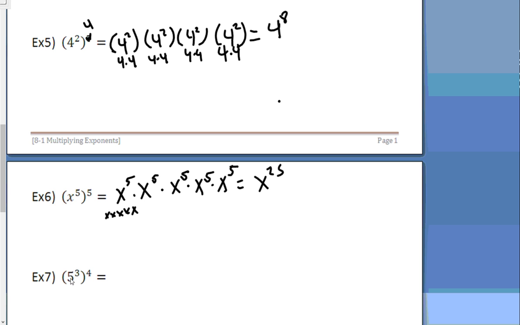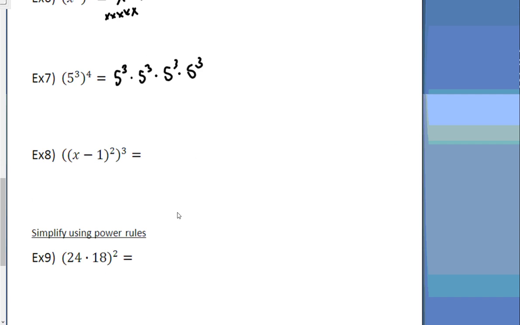Next example. 5 to the 3rd to the 4th power. Well, that would mean how many 5 to the 3rds do I have? 4 of them. So I have 5 to the 3rd times 5 to the 3rd times 5 to the 3rd times 5 to the 3rd. Which by now I think you're already getting the point. It's real simple, right? That is 5 to the 3, 6, 9, 12. I have 3 5s there, 3 5s there, 3 5s there, 3 5s there. That's 12 5s. Got it?